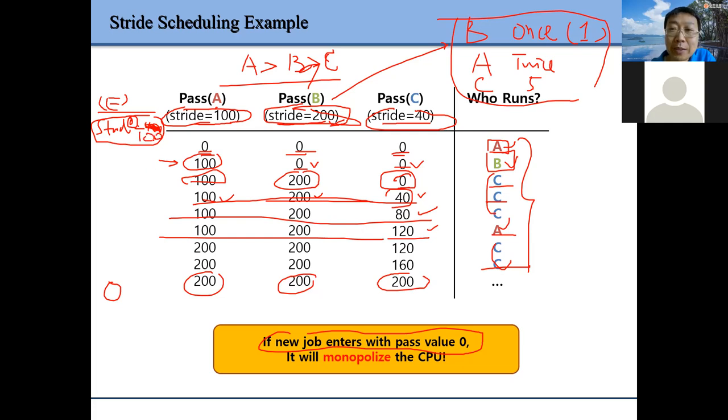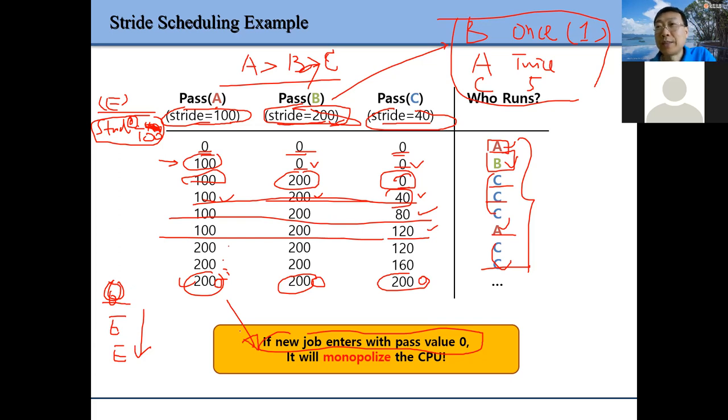If the stride is 100, then you can see we will run E at this moment. If you come here, we will run E twice, then we can continue to run the others. But this number is too small, right? Suppose I put 2000, how about that? Think about that. After a while, the pass value becomes 2000 already, and E's pass value is zero, so E will dominate the whole system because E's pass value is too small. We will schedule E a lot of times until it reaches this number, then we can continue. So this is the problem.